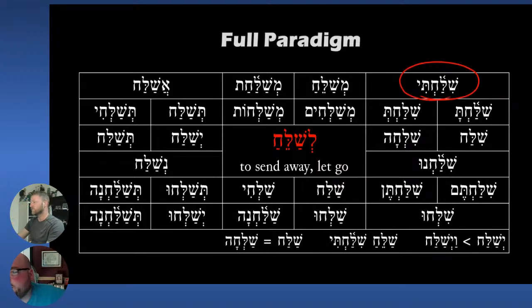Shilachti, shilachta, shilacht, shilach, shilcha. Okay, so let's hear the kal of the same root. Remember, kal is the less intensive send, and piel is the more intensive send away. So the kal would be shalachti.